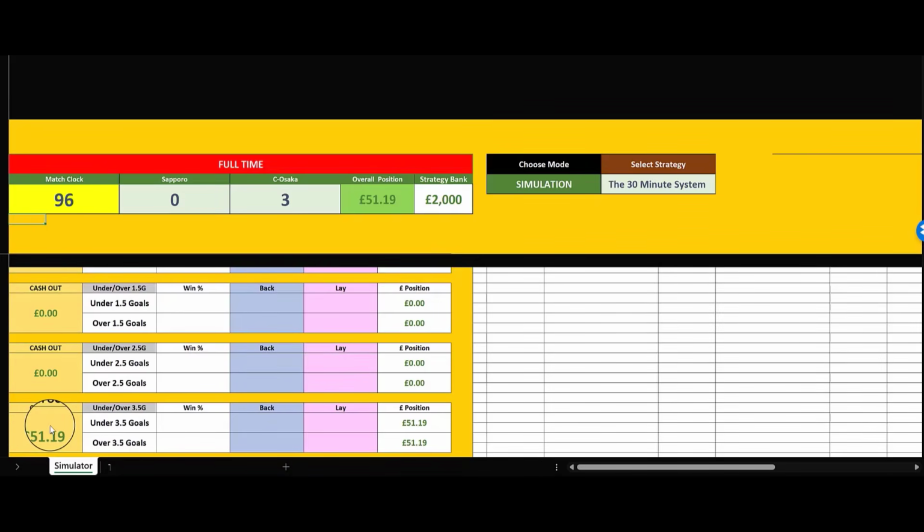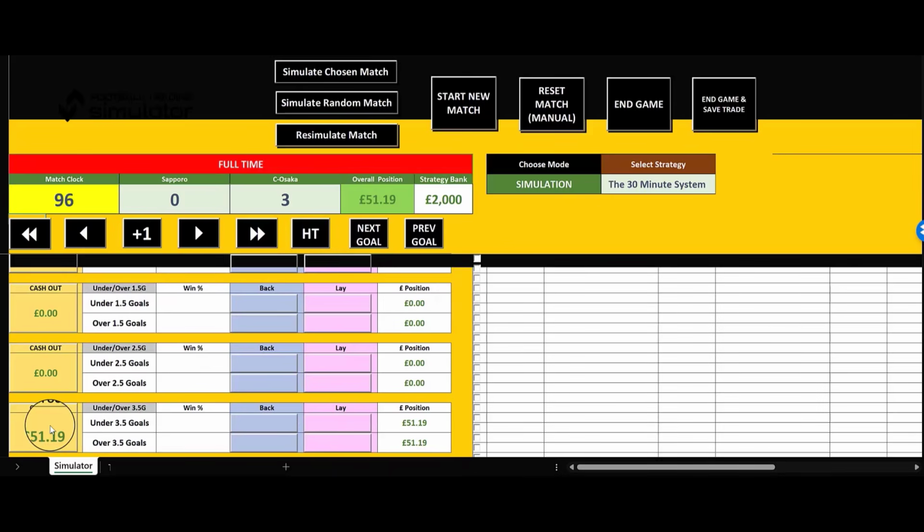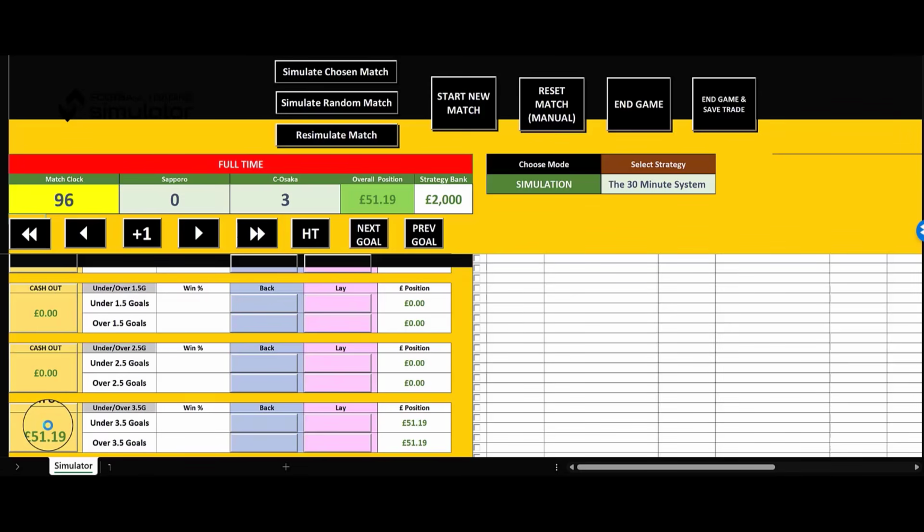So anyway, should be interesting. We're going to end the game there and save the trade. In the end, it was a final score of 3-0 to C Osaka, which is interesting. So anyway, let's just get this locked in and then we will give it a go. A little bit of a delay. Everything does run slow when we are doing the screen recording at the same time as using the simulator.